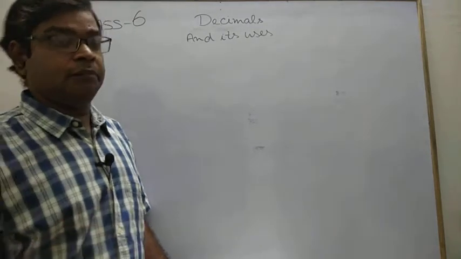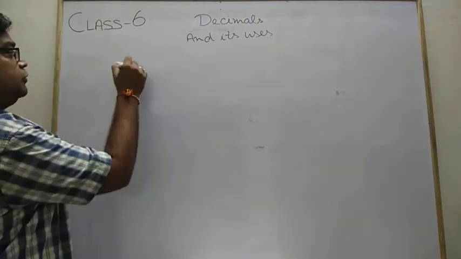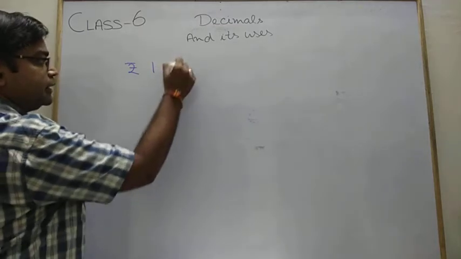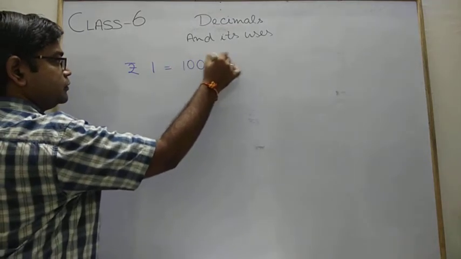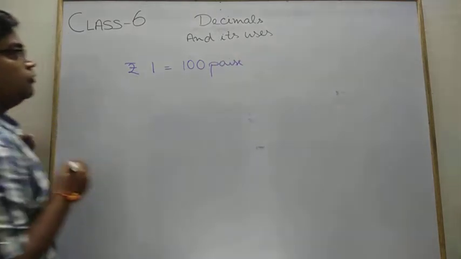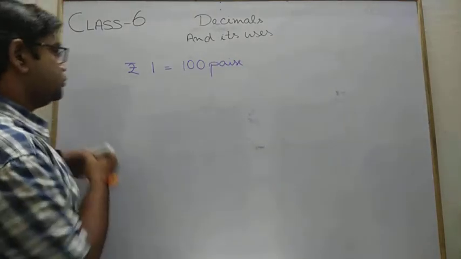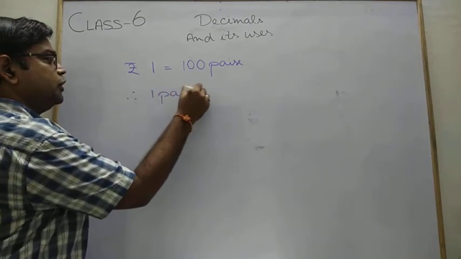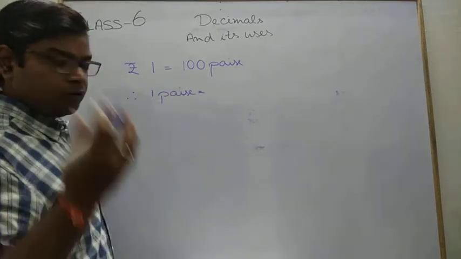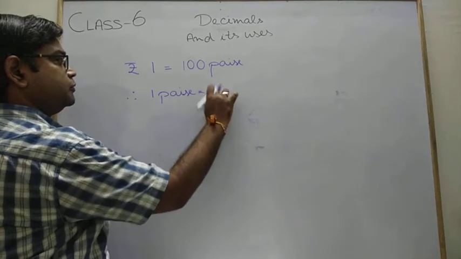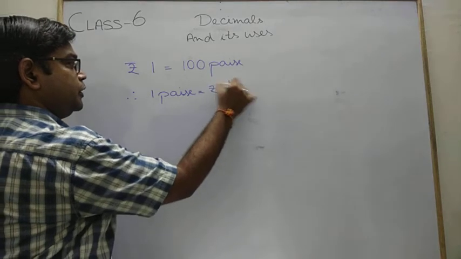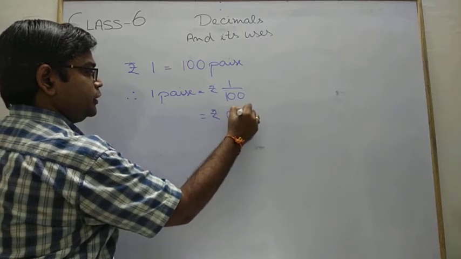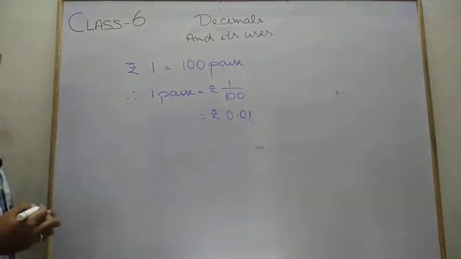The very first thing, in money, all of us know that 1 rupee equals 100 paise. So therefore 1 paise equals, that you learned in lower classes. Only for recall I am telling you this. It is 1 upon 100 rupees, that is 0.01 rupees. Again we use decimals now.